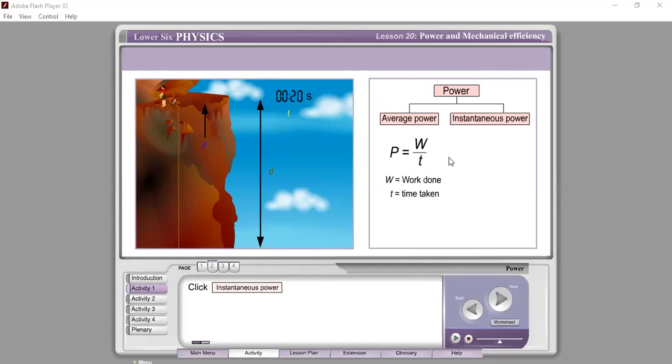Click Instantaneous Power. Instantaneous power, P equals dW over dt, where dW is the change in work done, dt is the time taken for change in work done.